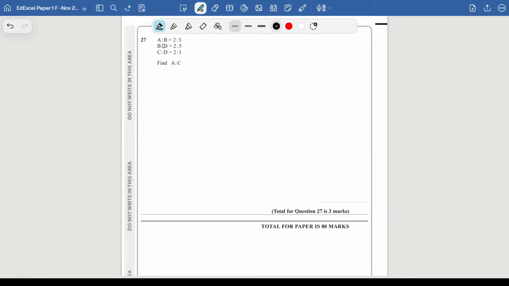Next question says there are these three ratios, A to B, B to C, B to D, and C to D. Well, we can write C to D as D to C also, by flipping the ratio. So A to B is 2:3, B to D is 2:5, and C to D is 2:1. So D to C will be 1:2 when I flip the ratio. So now I have written them. I have to find A to C.